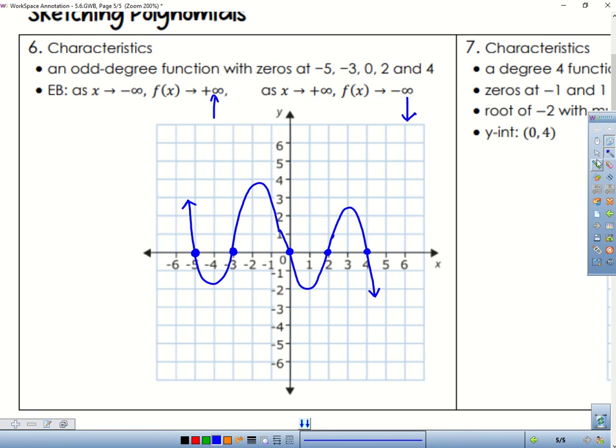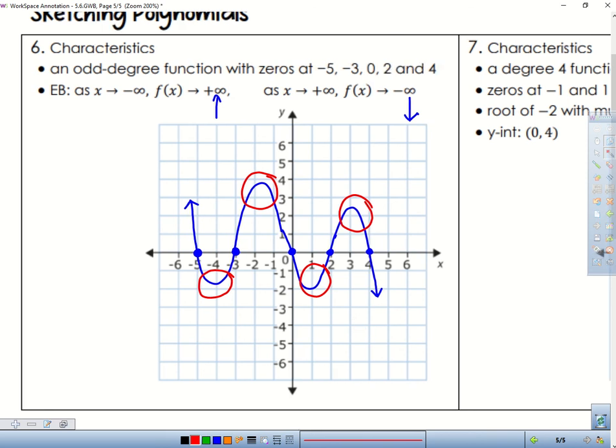Now what I always suggest is just double checking everything. So I see that I have 1, 2, 3, 4 turning points. Is that in line with an odd degree function? This would be 5th degree, which is odd. So you can always check your valleys and hills and make sure that it defines an odd or even to double check your work. Okay? Does that make sense?